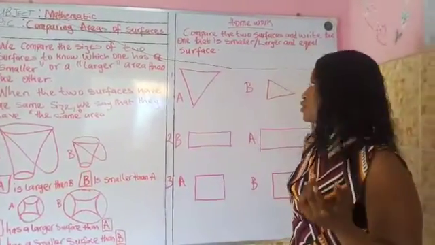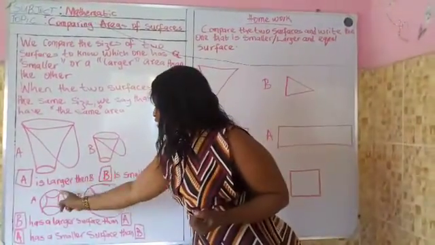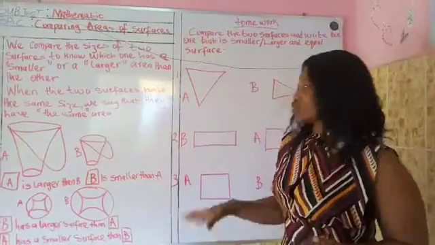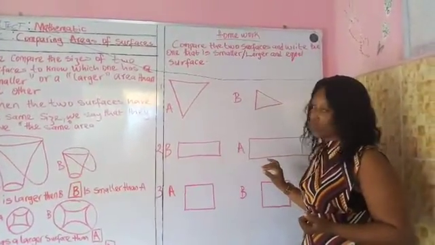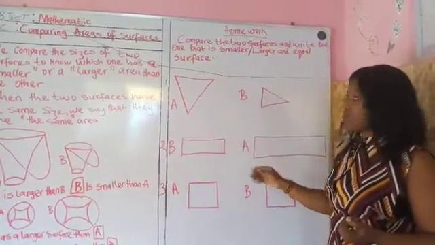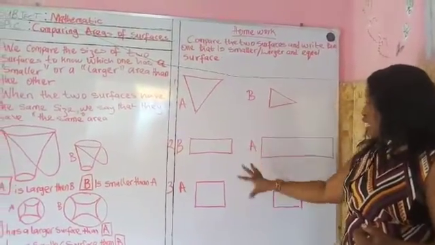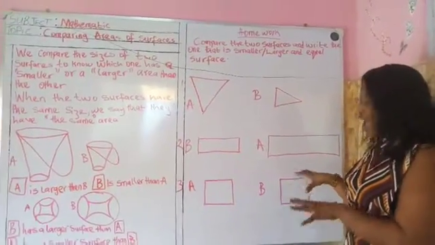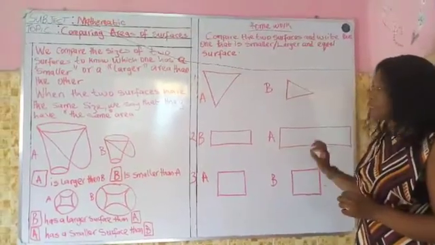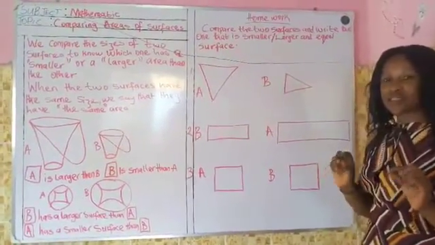So on your own now, you're going to do this for me. See how I did mine. I said A is larger than B. B is smaller than A. So that is what I expect you to do here. If B is larger, you write it down for me. If it's A that is larger, you write it. On your homework, I have some that are the same size. They are equal. So please show me the ones that are equal.